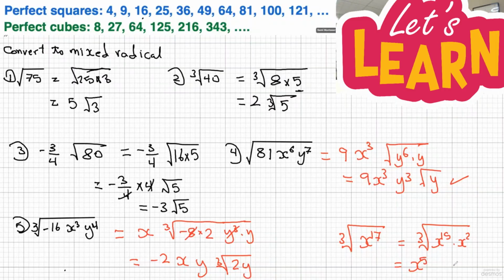because now that becomes a perfect cube, but the x squared, you cannot cube root that, and you just leave it as cube root of x squared. So just to clarify that a little bit further. Okay, so let's move on to the next question.